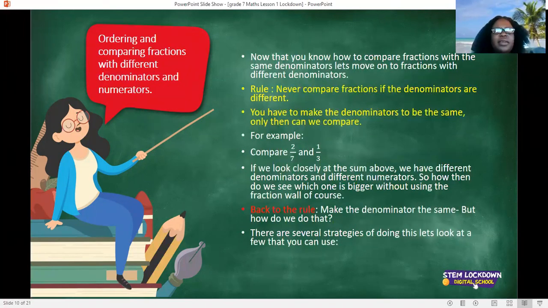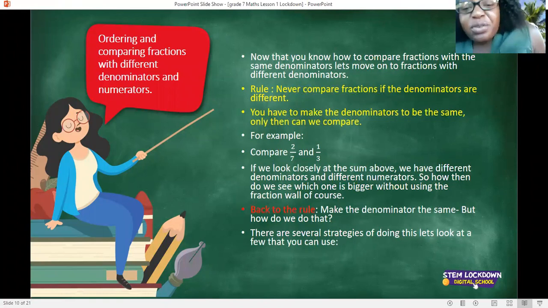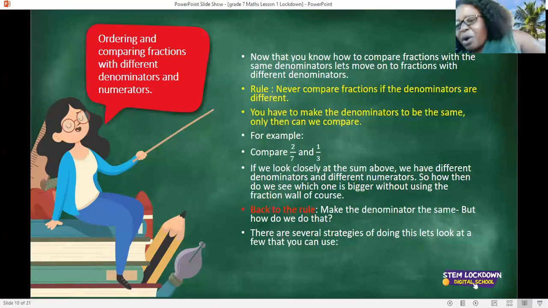Okay, so now we're going to look at ordering and comparing fractions with different denominators and numerators. Now we're going to put a twist into it because the level is changing. Remember, in grade 4, you started comparing fractions, 1 over 10 and 2 over 10. Then obviously 2 over 10 is bigger. But now you are in senior phase, so we are going to look at fractions with different denominators and different numerators.